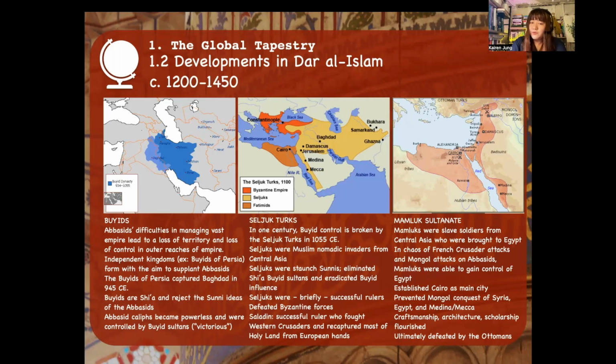So Saladin was a successful ruler who fought the Western Crusaders and recaptured most of the Holy Land from Europe. So it's very interesting when you see the Crusades from the Muslim point of view and then the European point of view. Now let's look at the Mamluk Sultanate. The Mamluks were slave soldiers from Central Asia who were brought to Egypt, and in the chaos of the Crusader attacks and the Mongol attacks on the Abbasids, the Mamluks were able to control Egypt, and they established Cairo as the main city. They prevented the Mongol conquest of Syria, Egypt, and Medina and Mecca, and craftsmanship, architecture, and scholarship flourished there until they were ultimately defeated by the Ottomans.